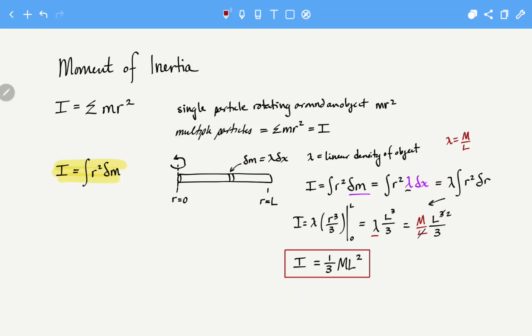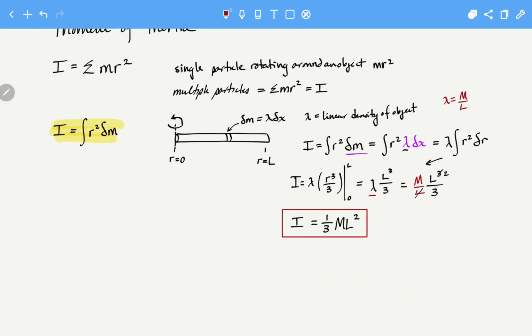So, boom, done and done. Now that's only if it's around its end. If it's rotating around its center or something like that, that's a different equation. Okay, so that's how you do it if it's linear. All right, now I'm going to do it in a different way.